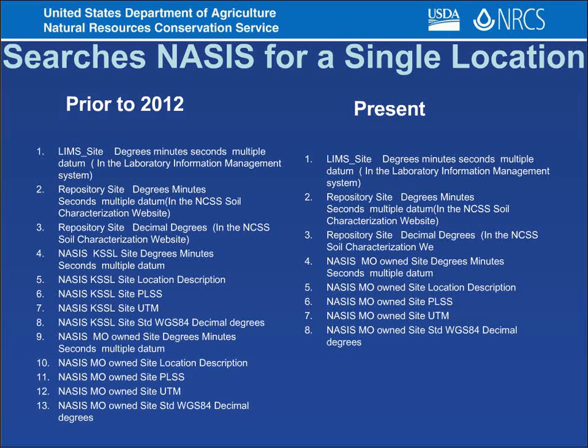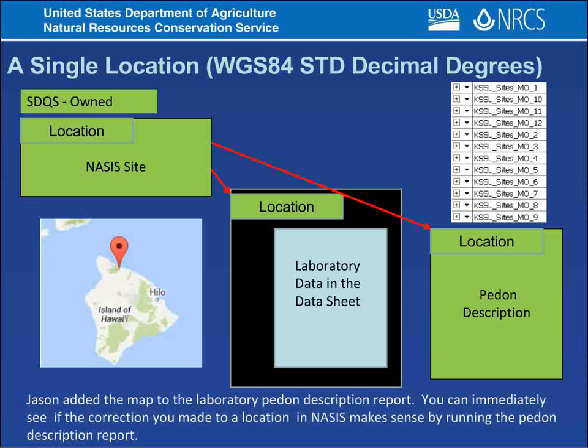Prior to 2012, if you wanted to figure out what location to use for a pedon, that location can be found in up to 13 different places. You have 2 copies of the pedon. When we reduced it to a single site, we're now down to 9 or 8 places where you could find the site. What we've really tried to do is limit that site or identify the unique location for the site as a standard decimal degrees WGS 84. That is the single location that we use in our reports for plotting points on a map.